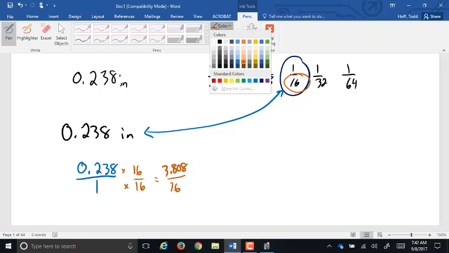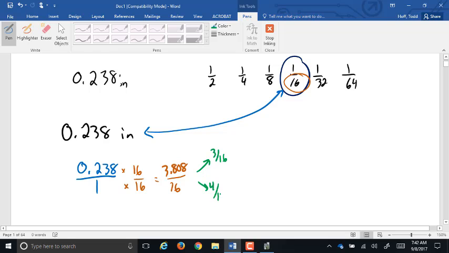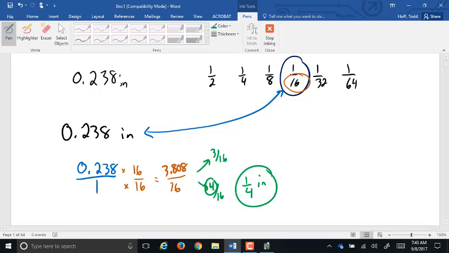So I get 3.808. What that tells me is that this is somewhere between 3/16 and 4/16. Which one is it closer to? The 4. Now 4/16 is 1/4 inch. Because you're going to look at your tool set, it's not going to be listed as 4/16. It'll be listed as 1/4.